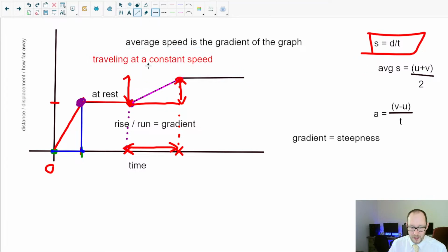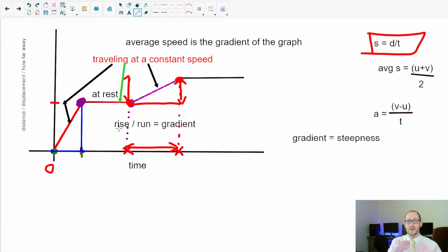Okay, so in here, it's traveling at a constant speed. It is traveling at a constant speed here as well. I know some people who are really mathsy inclined go, it's traveling at a constant speed here as well, that constant being 0. That's not okay to say.